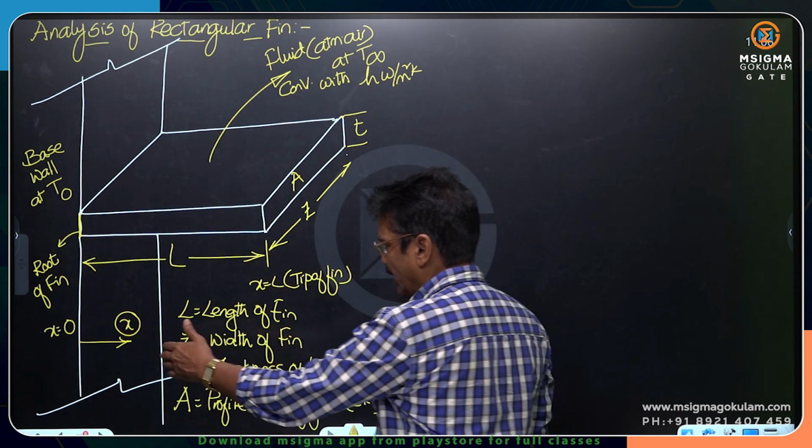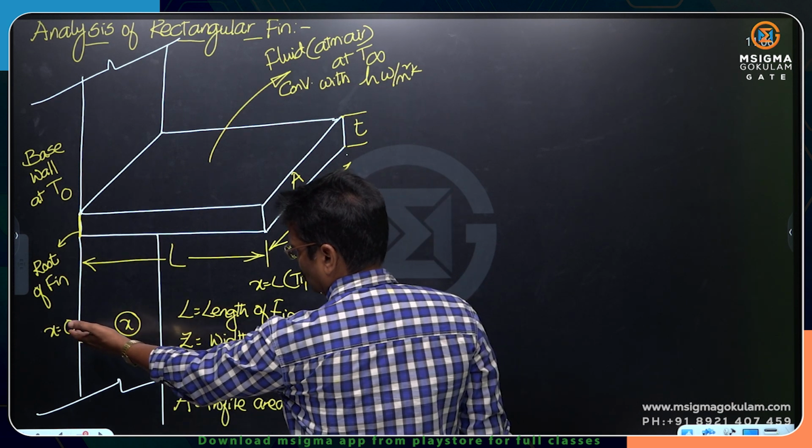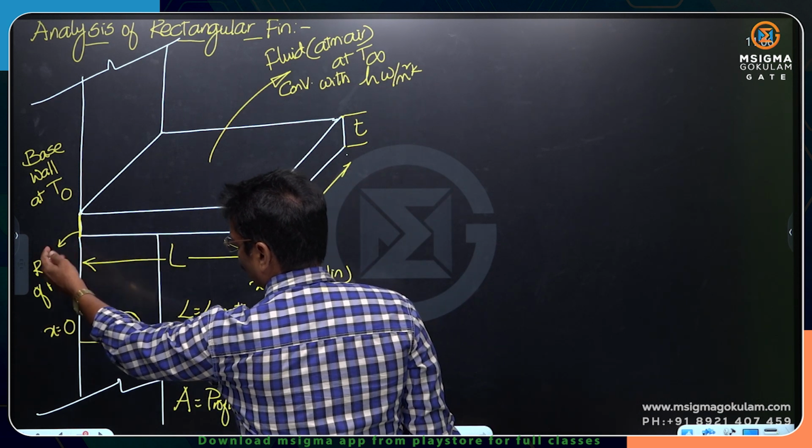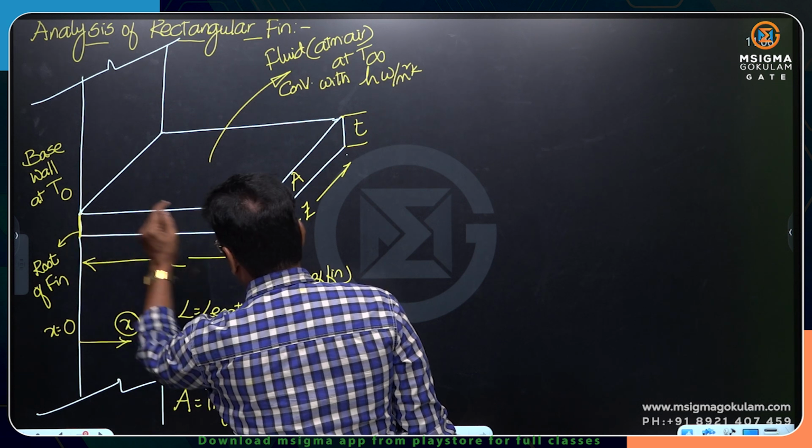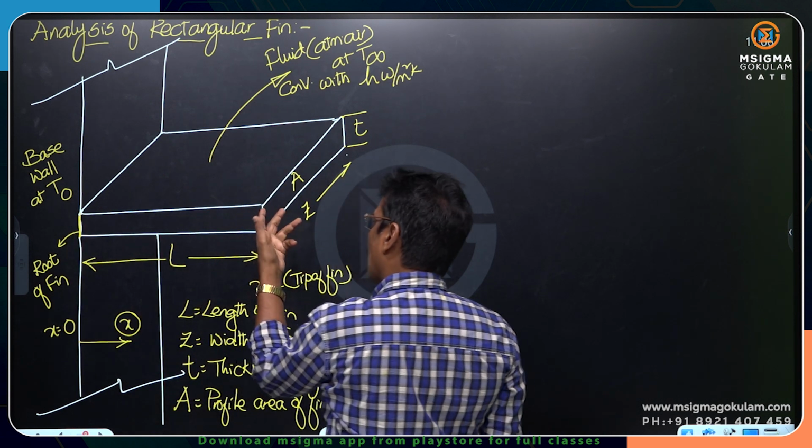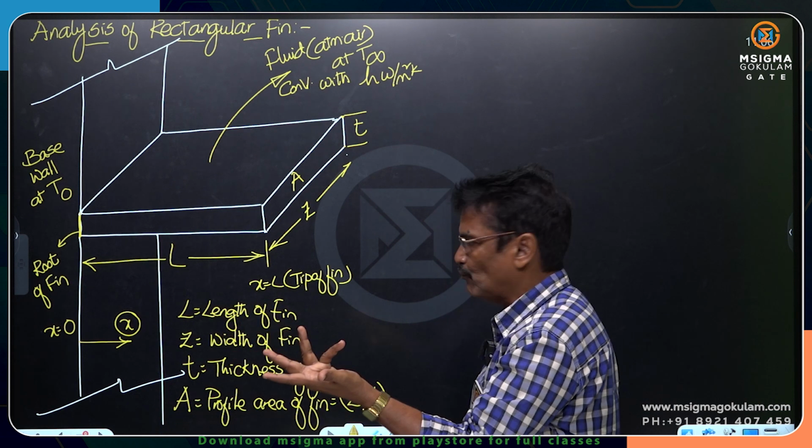So this is the x direction. X has 2 limits. X is equal to 0 at the root of the fin. This point is called the root. This is called the tip of the fin or end of the fin.